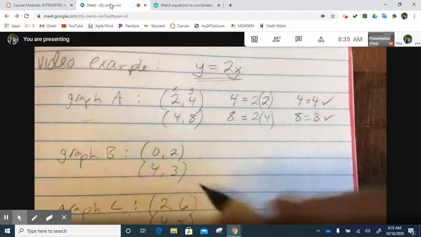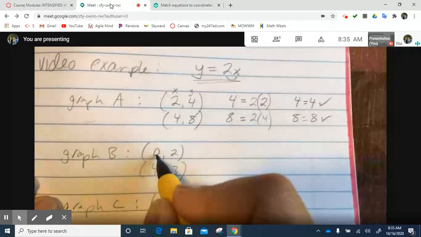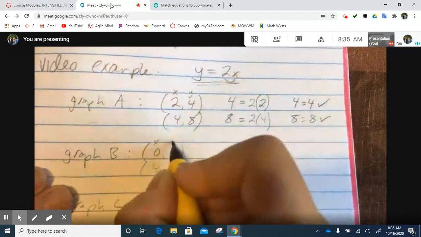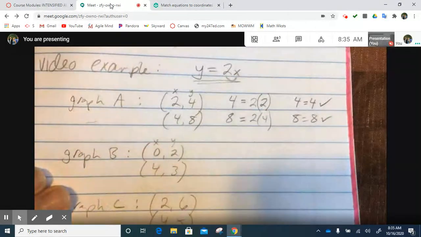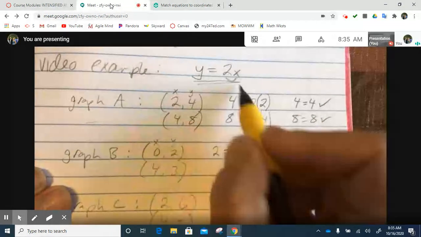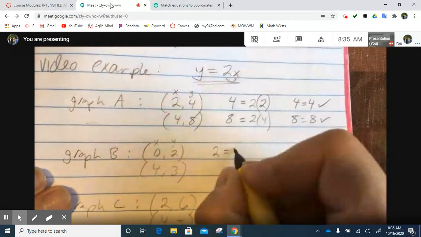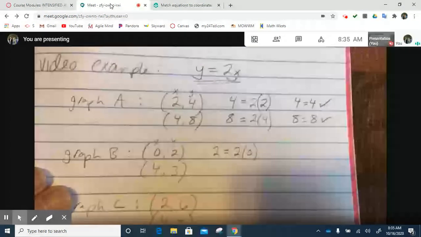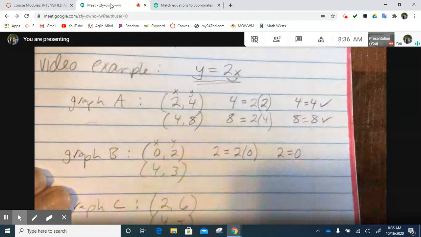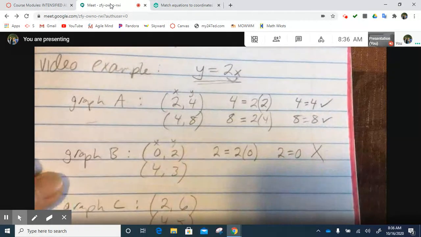All right, let's see if any of these other graphs work. Put 0 in for x. Remember, here's our x, here's our y. So y is 2. We'll have 2 equals, put 0 in for x. 2 times 0. Well, 2 times 0 is 0. So this would give us 2 equals 0. Is that a true statement? No, that doesn't work. So we know graph B is out.